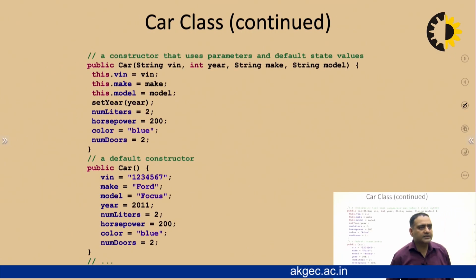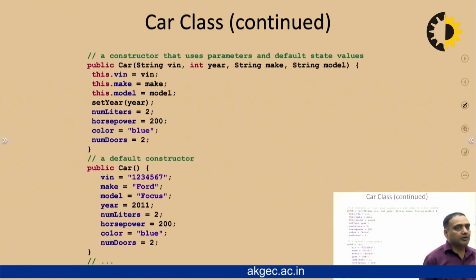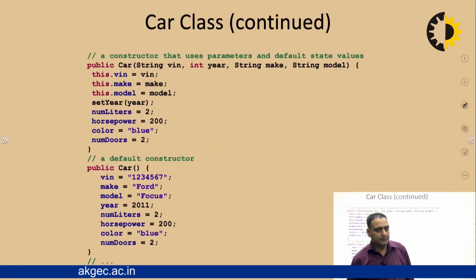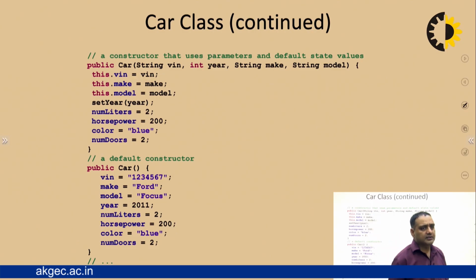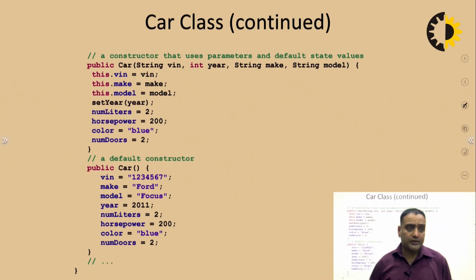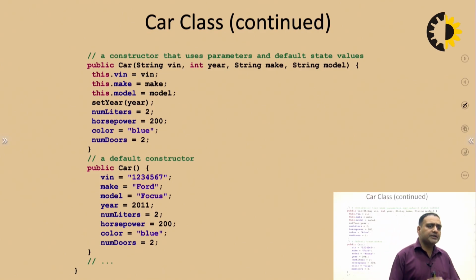A constructor that uses default state values. Here you can say that the above is the parameterized constructor, and below you are seeing that there is a default constructor. In the default constructor, you cannot assign any parameters within the left and right parentheses of the constructor.